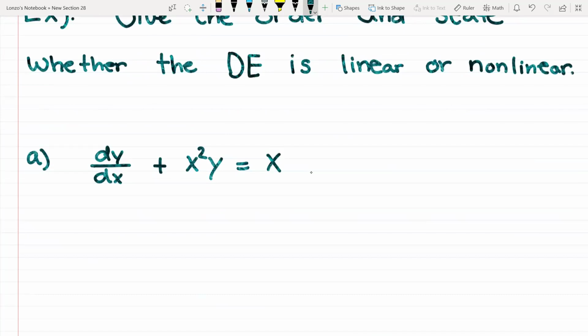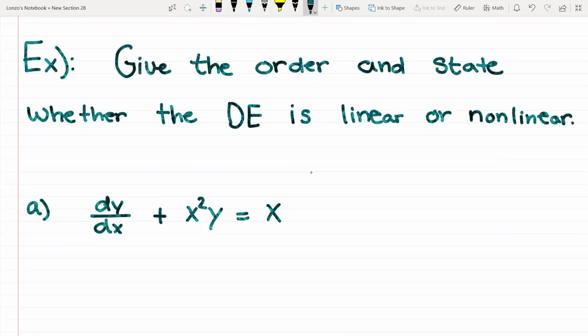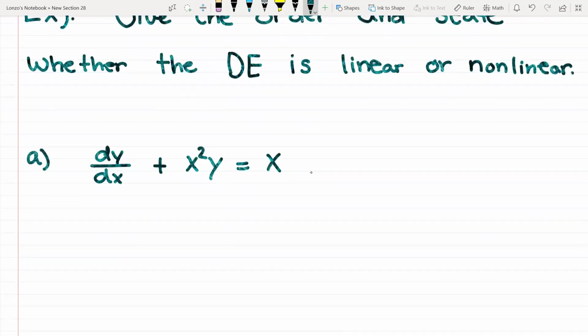So on A, we have dy over dx plus x squared y equals x. And we've got to do two things: state the order and state whether it's linear or not. So how do we determine the order? We look at the highest derivative. dy over dx is a derivative, x squared y is not a derivative, x is not a derivative. So this is the derivative, and it's a first derivative. So it would be first order.